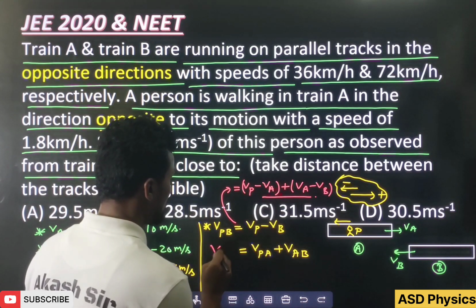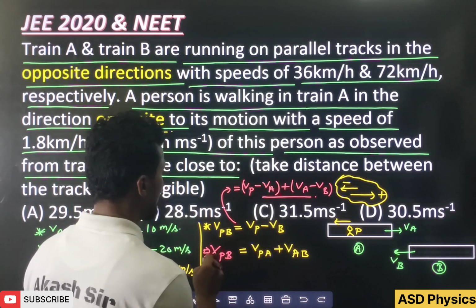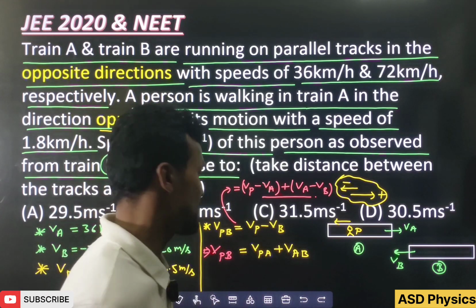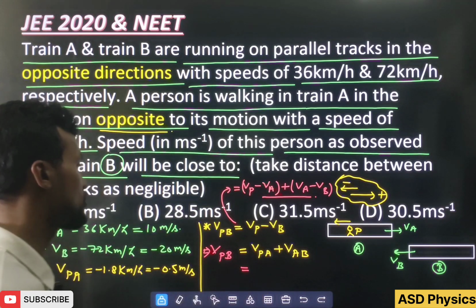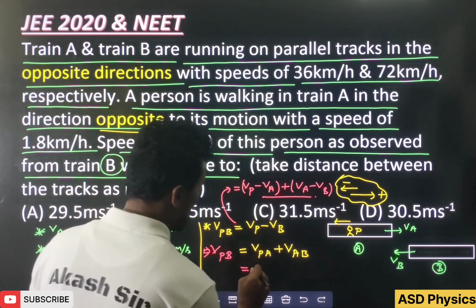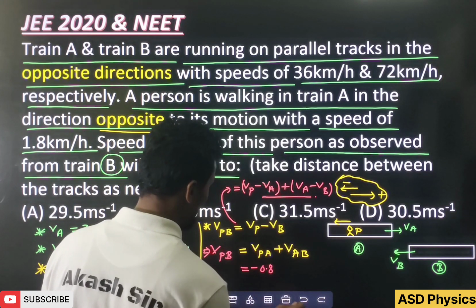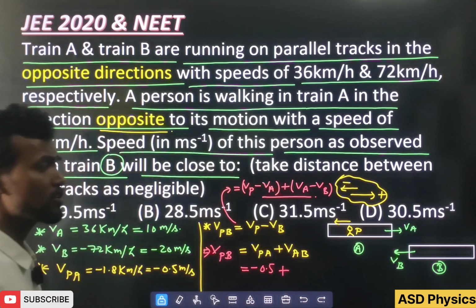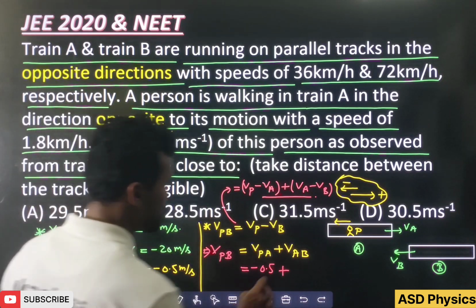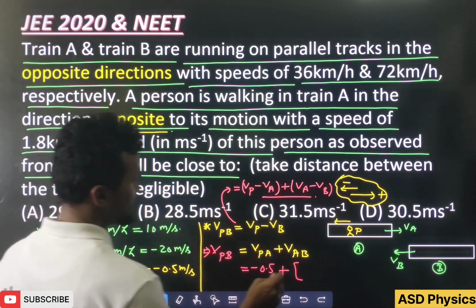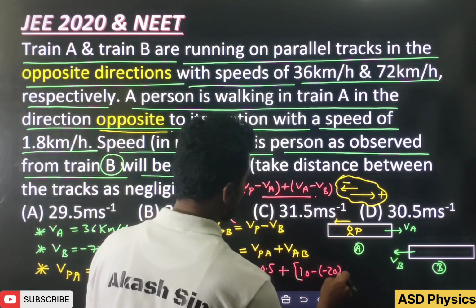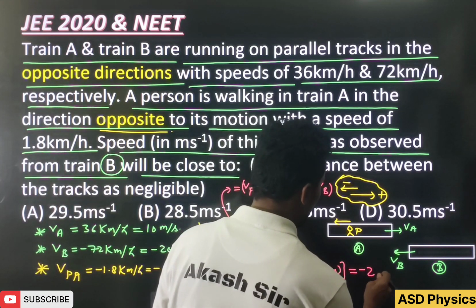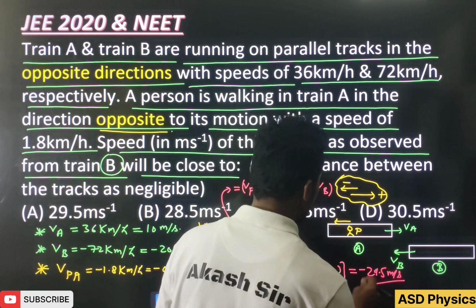So I am telling you, velocity of person with respect to train B means velocity of person with respect to train A plus velocity of train A with respect to train B. Now velocity of person with respect to train A, how much is given here? Minus 0.5. Plus velocity of train A with respect to train B, which means Va minus Vb. So what is Va? Va you can see is 10, minus minus 20. So what will this come to? Minus 0.5 plus 30, that means it will come to minus 29.5 meter per second.